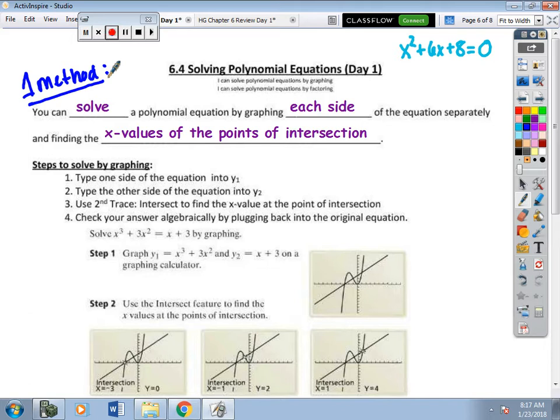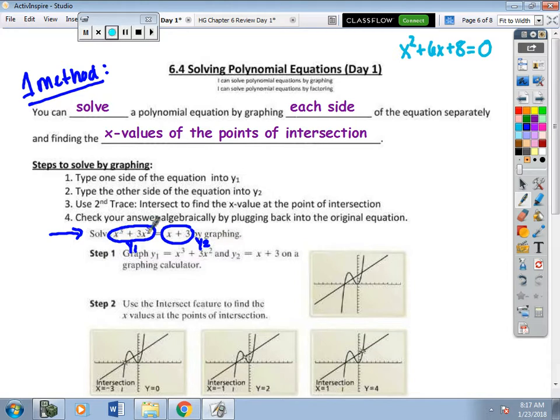Okay, so if you're going to choose this method, you will type one side of the equation. So you can see here's my equation. Solve x cubed plus 3x squared equals x plus 3. You'll type the one side of the equation into your y1. You'll type the other side of the equation into our y2. Don't type this one in right now because it's actually already solved for us. You can look at the pictures. We'll do the next one on our calculators. But write this down in your notes.